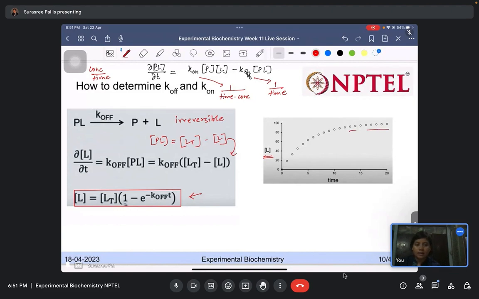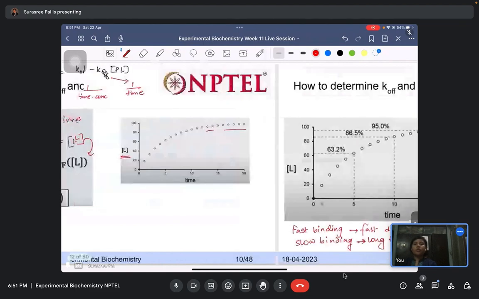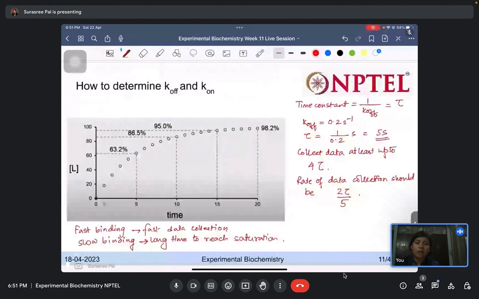So from this experiment, we can determine the K off or the dissociation rate. For determining this dissociation rate, one thing that we must remember is that we have to carry out the experiment in such a way that we can accurately determine the dissociation rate. For that, there are two parameters that we have to consider. One is how long we should run the experiment, and another is how fast we should collect the data.